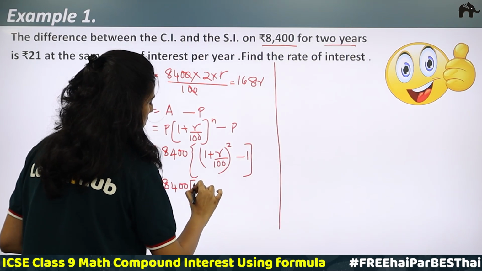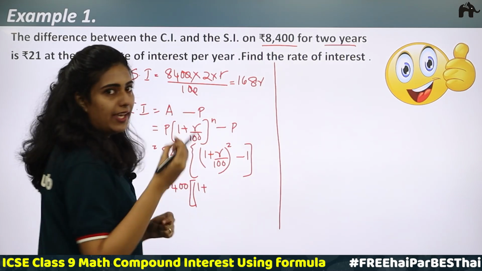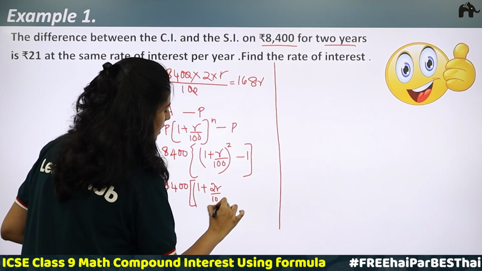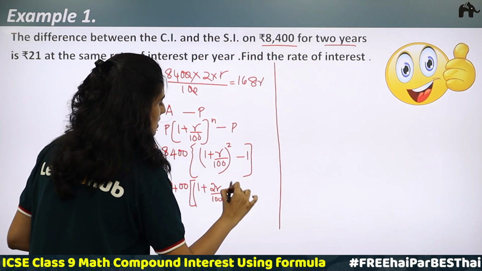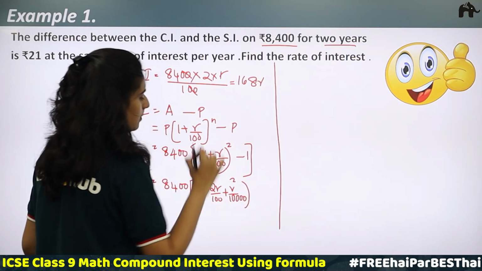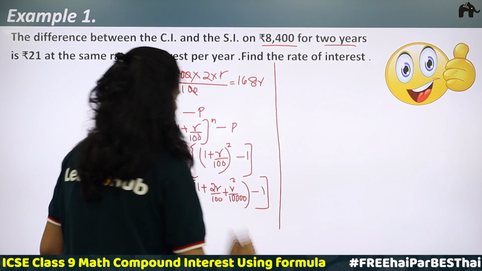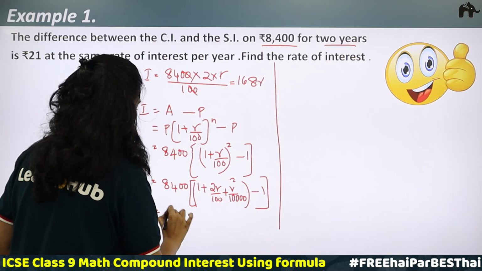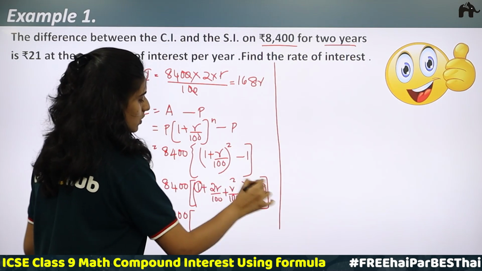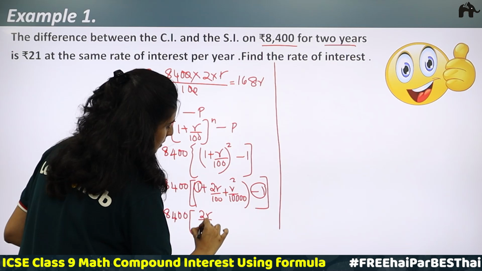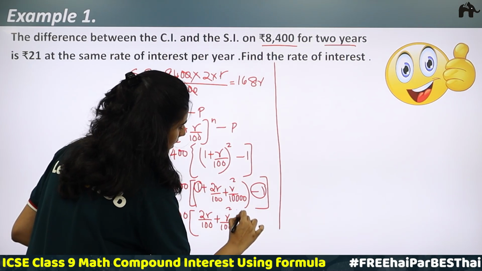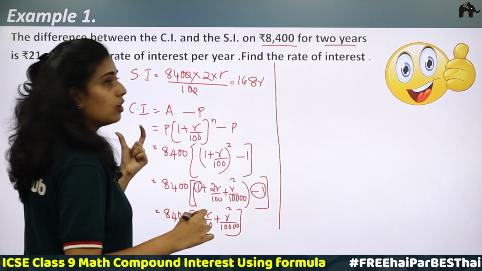So this will be equal to 1 plus 2AB. A is 1 and B is R by 100. Therefore, 2R divided by 100 plus B square, R square divided by 100 square, is 10,000. Minus 1, which is equal to 8,400. Here we have a 1 and here we have minus 1, so they can be removed. Then you will be having 2R by 100 plus R square divided by 10,000. So this is the compound interest.